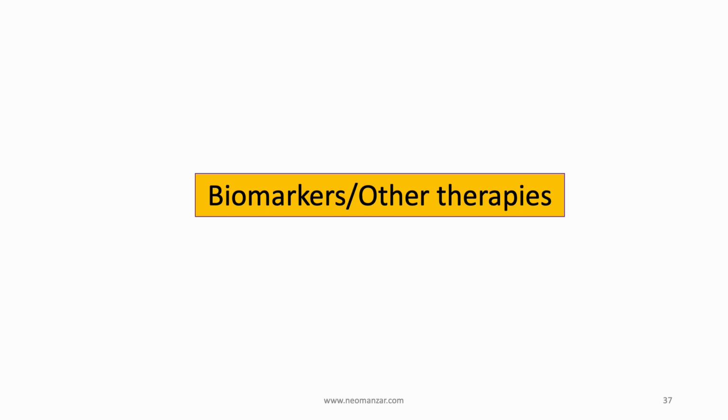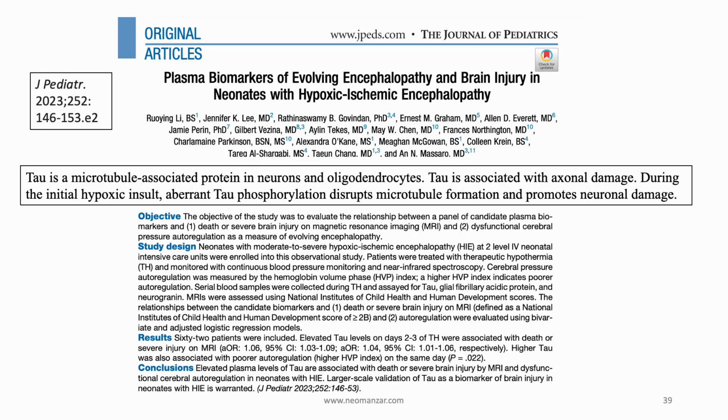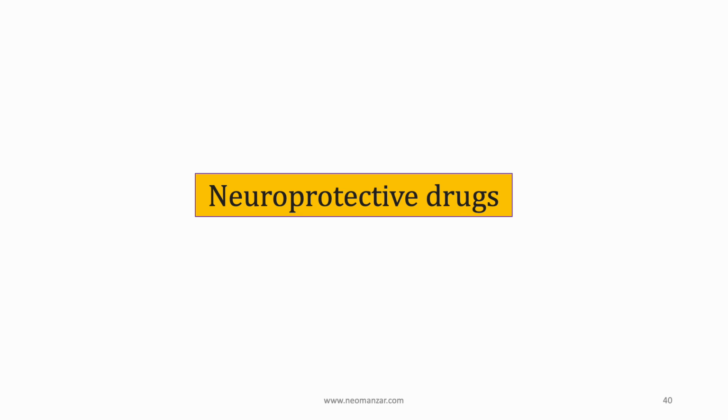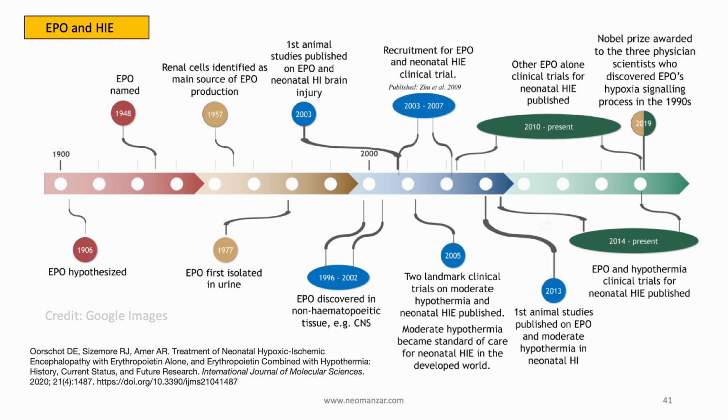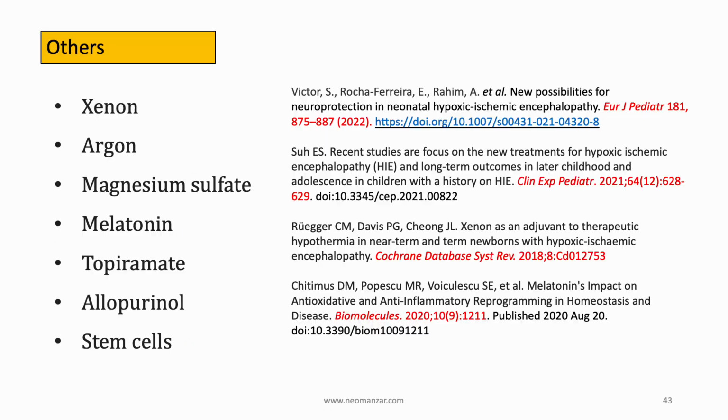So basically, with HIE you have to make a call within 6 hours, and sometimes it's very difficult. So what does the future hold? You can have some biomarkers that can help you in deciding the course of HIE. And this is another article, so take a look at it. You can also do some neuroprotective things. We have heard recently about EPO and HIE, and the paper was published in the New England Journal, and we all know that it hasn't really shown any promising results.